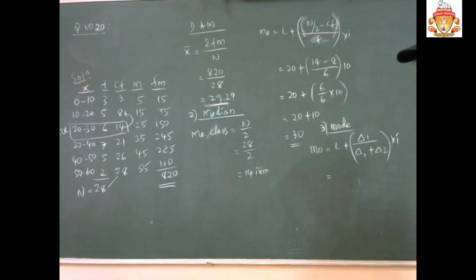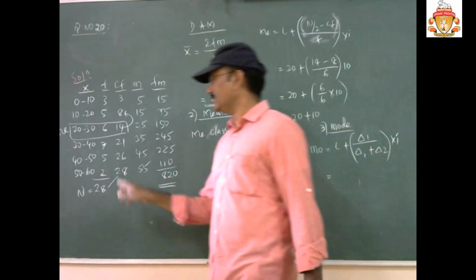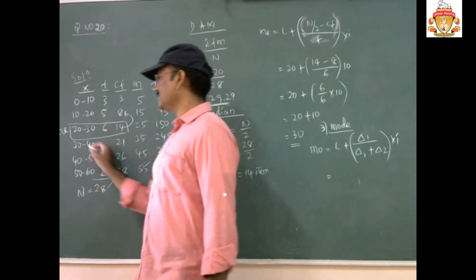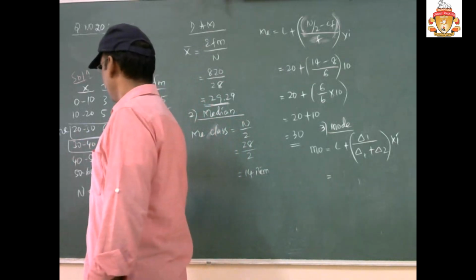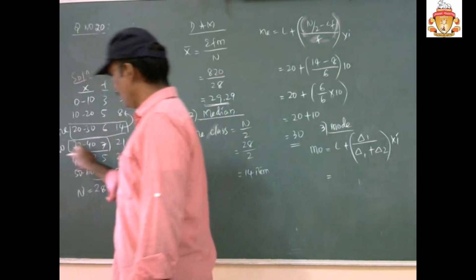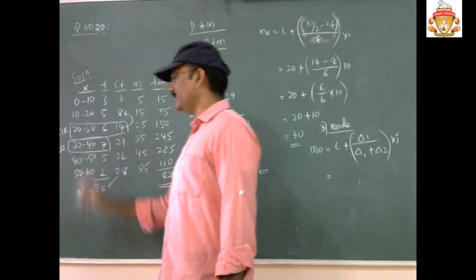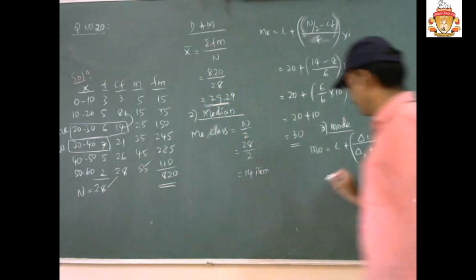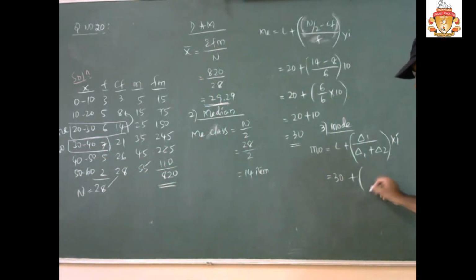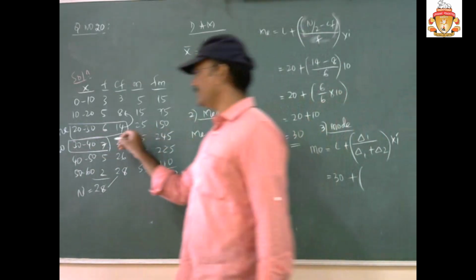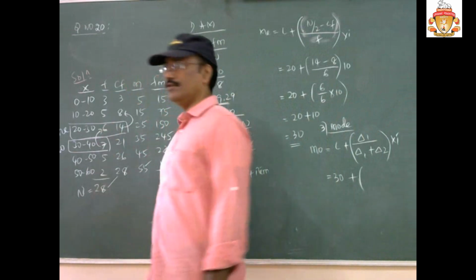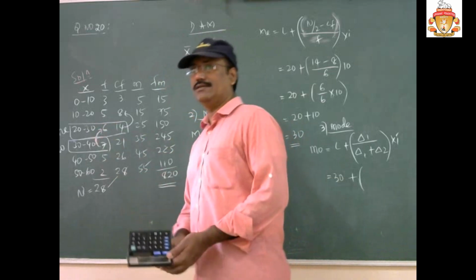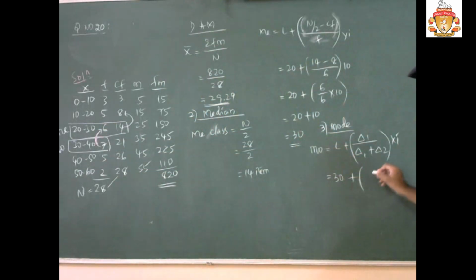So what is L? How to find the mode class? The highest frequency. See, 3, 5, 6, 7, 5, 7, 2. The highest frequency is 7 here. So this is your mode class. The mode comes between 30 to 40. So the highest frequency is 7. L is 30, plus what is delta 1? Highest minus the preceding frequency, highest minus the previous number. That is 7 minus 6, 1.